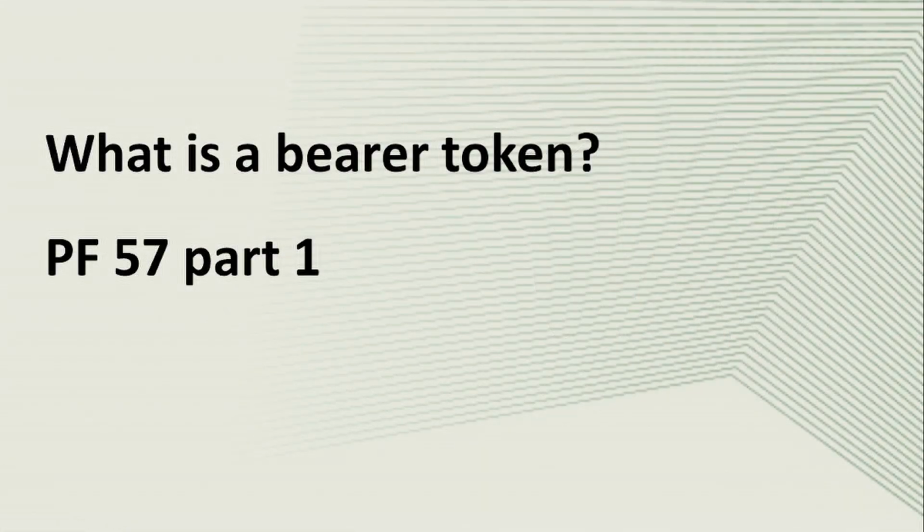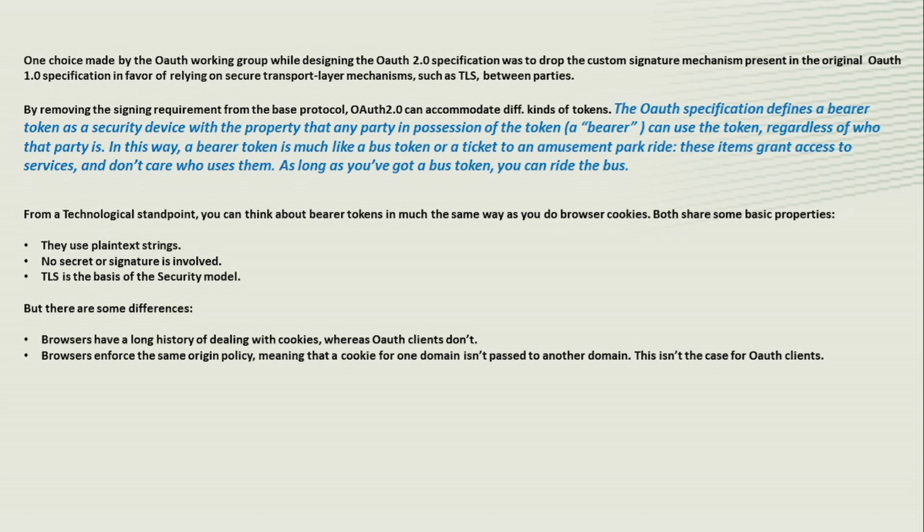What is a bearer token? Let's discuss part 1. One choice made by the OAuth working group while designing the OAuth 2.0 specification was to drop the custom signature mechanism present in the original OAuth 1.0 specification in favor of relying on secure transport layer mechanisms such as TLS between parties.